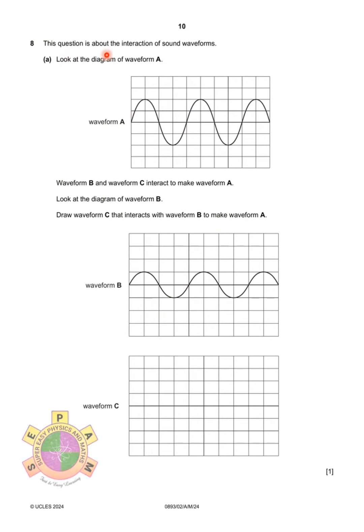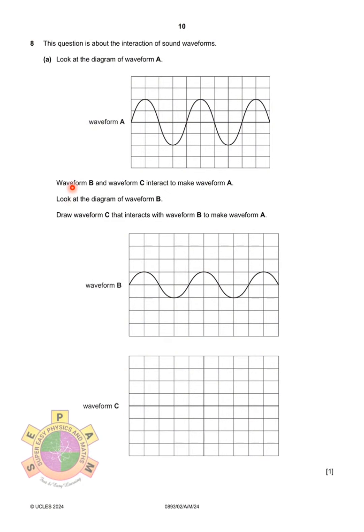So the question is about the interaction of sound waves. Look at the diagram of waveform A. What's the amplitude here? 2. The amplitude is 2, which is the maximum displacement from the equilibrium point. If you count 1, 2. So this is a loud sound, but this one is more quiet. So the amplitude for B is 1.